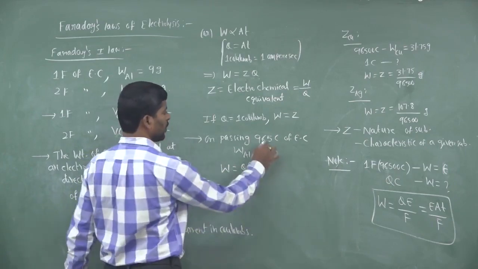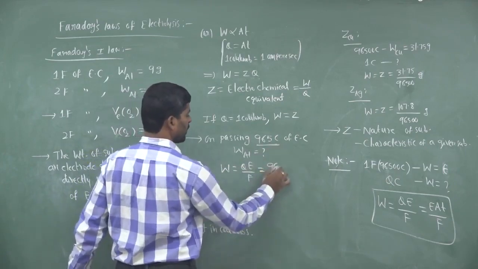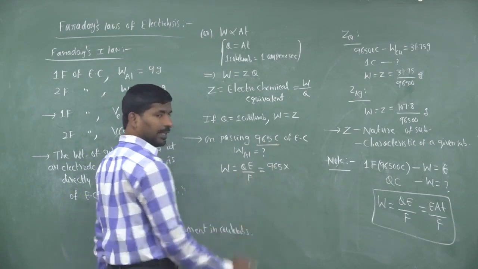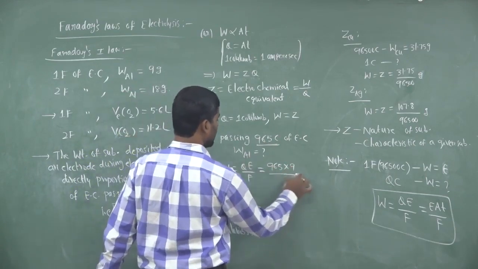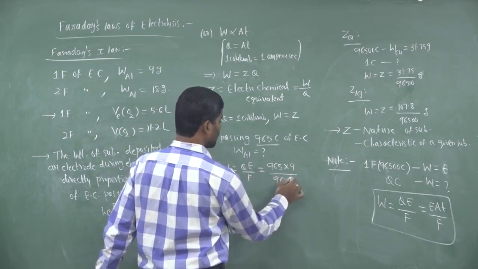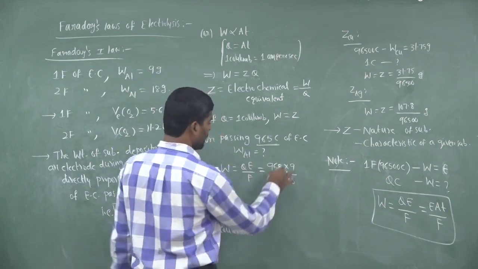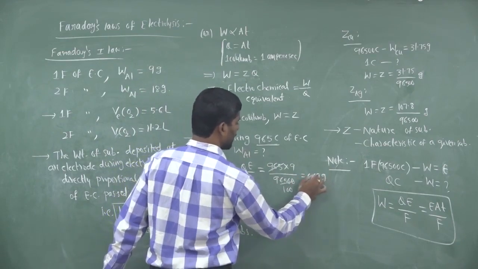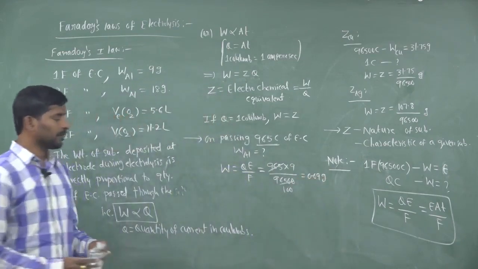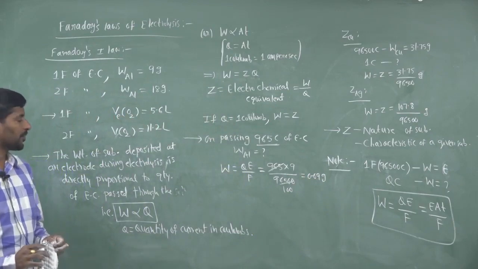What is Q? How many coulombs of electric current we are passing? 965. E, what is the equivalent weight of aluminum? 9. F, 96,500. So 100 times gets cancelled, so we get 0.09 grams. So that is the weight of aluminum deposited.